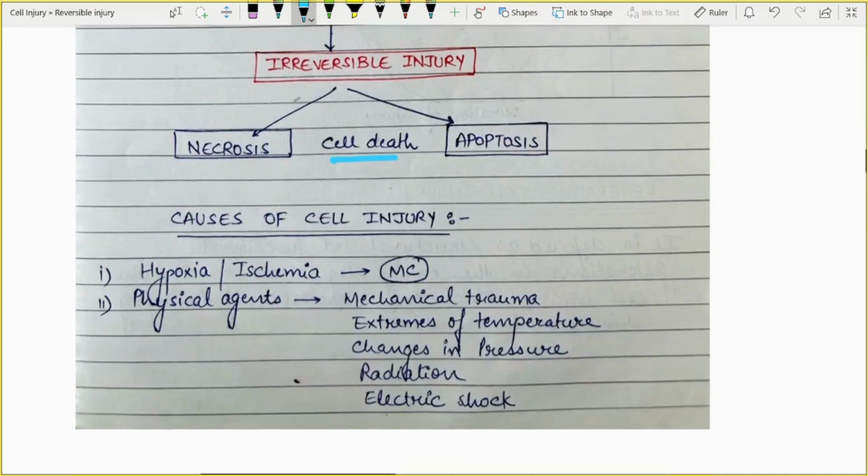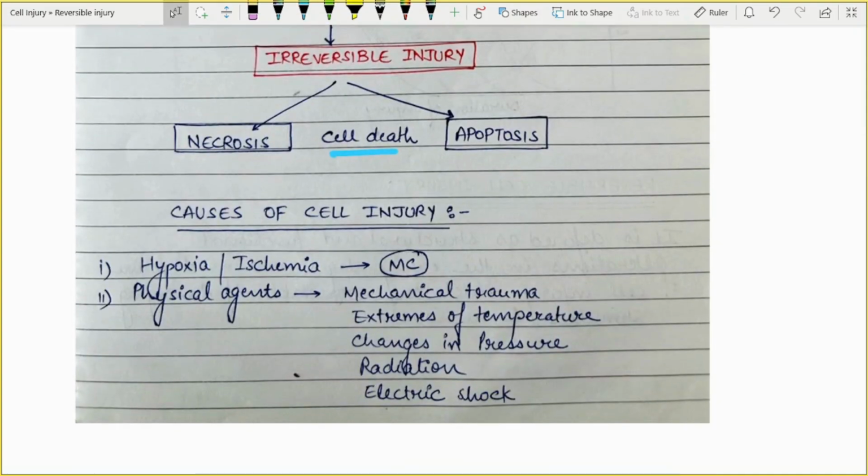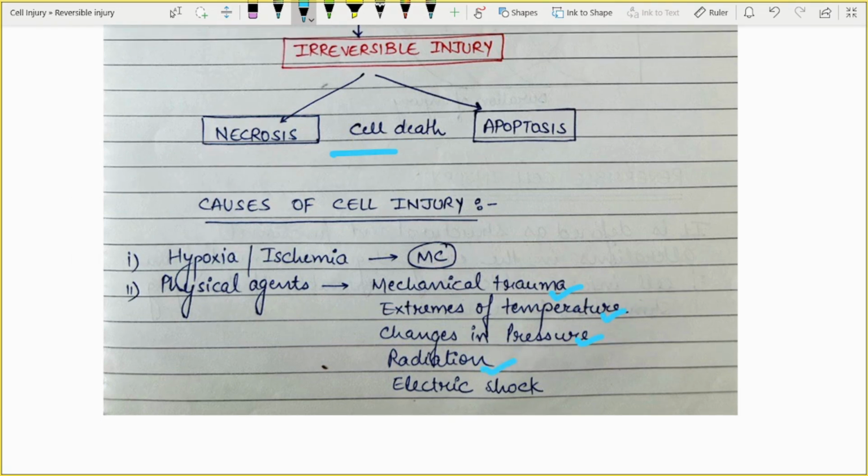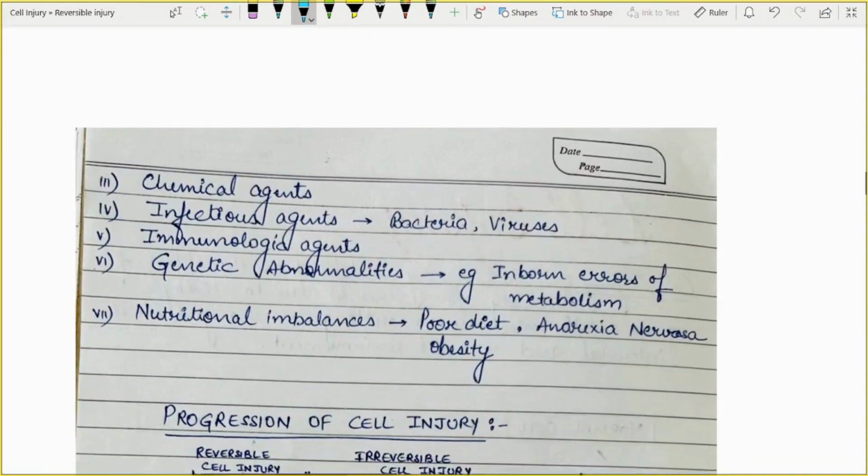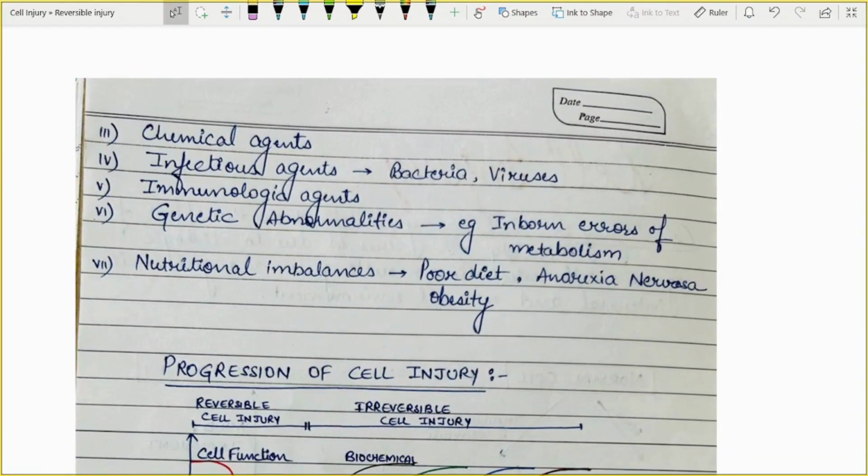Now, what are the causes of cell injury? The most common cause of cell injury is hypoxia or ischemia. Other causes of cell injury are physical agents like trauma, extremes of temperature, changes in pressure, radiation, or electric shock. These all will lead to cell injury. Other causes are chemical agents, infectious agents like bacteria and viruses, immunologic agents, genetic abnormalities like inborn errors of metabolism, and nutritional imbalances like poor diet, anorexia nervosa, or obesity.